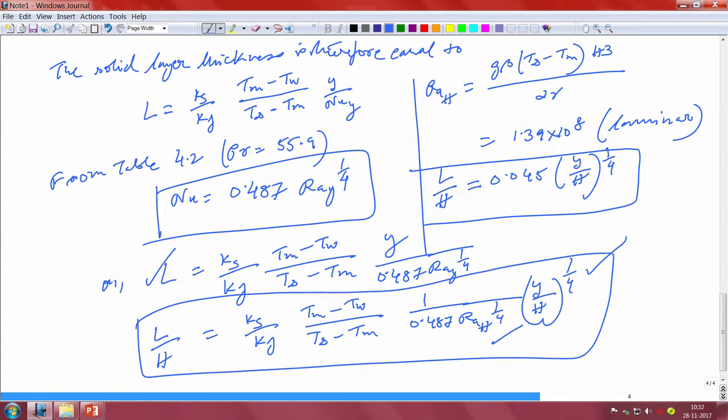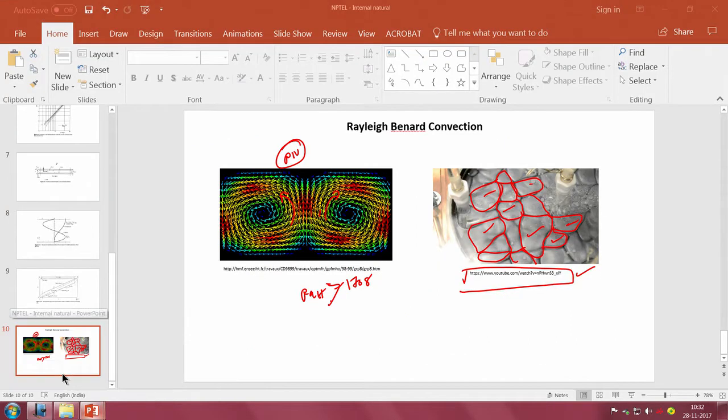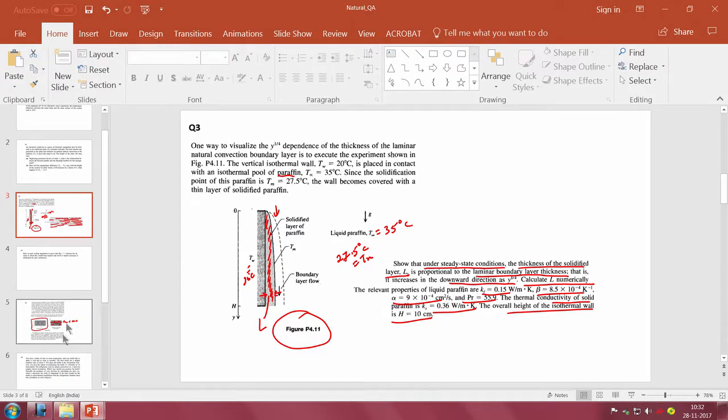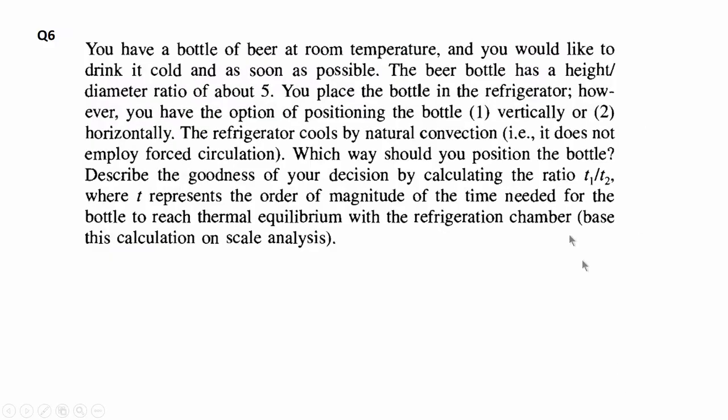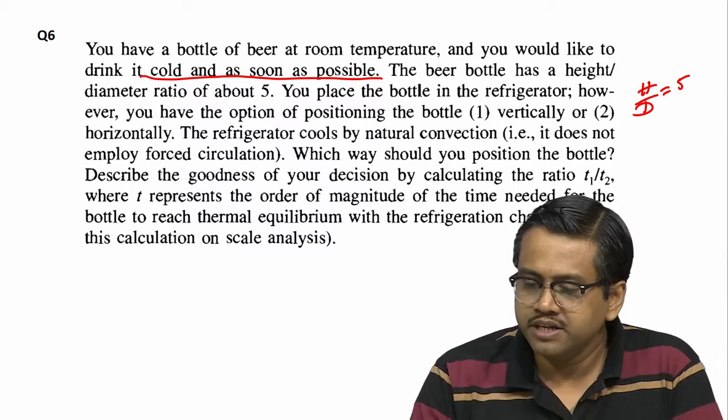Now, we will look at an interesting problem. Let us look at the nature of this problem first. Say you have a bottle of beer at room temperature and you would like to drink it cold and as soon as possible. That is the basic statement. The beer bottle has a height to diameter ratio, h by d, of approximately 5. You place the bottle in the refrigerator.